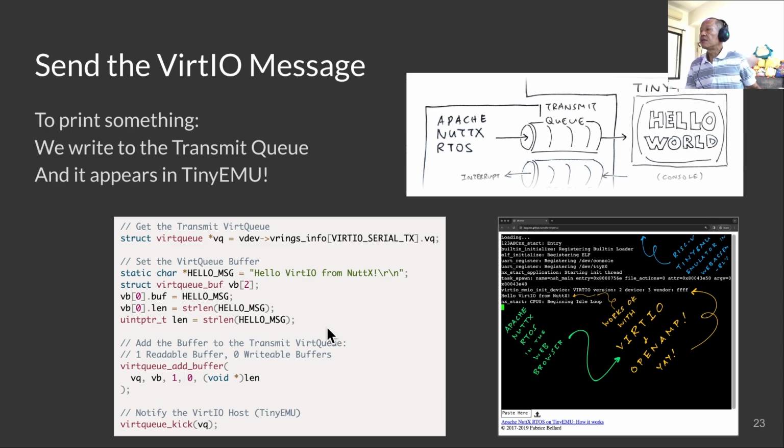All these virtual queue functions, they come from the OpenAMP library. So virtual I/O in NuttX is tightly integrated with the OpenAMP library. Now we understand virtual I/O and OpenAMP a little better, we can switch back to the virtual I/O serial driver that is already in NuttX.